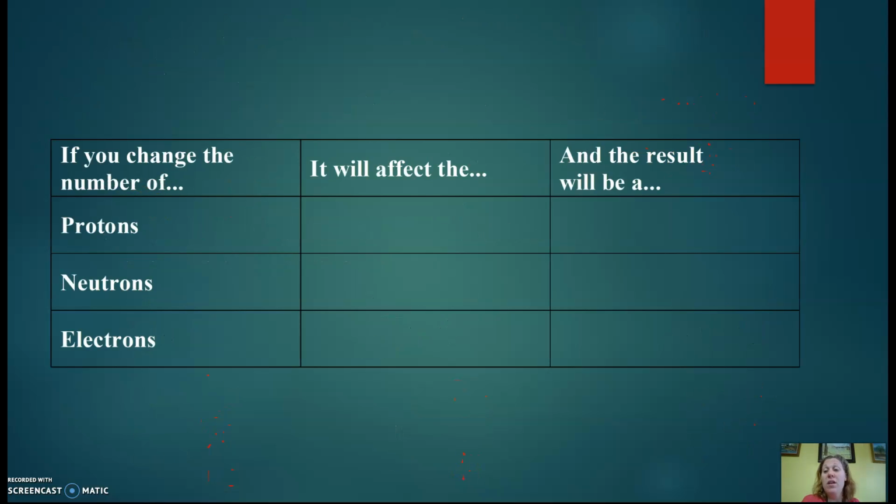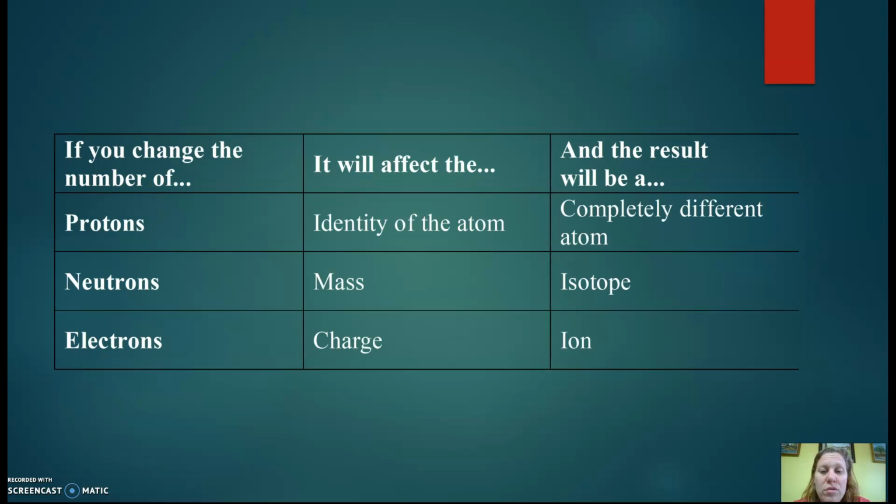I really like this one. So this is kind of like the summary with all the words. If you change protons, you affect the identity, and the result is a new element. Protons change the identity. That's going back to the job of the subatomic particles. Protons are the identity. When you change protons, you get a different atom.